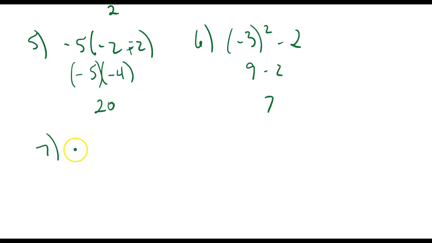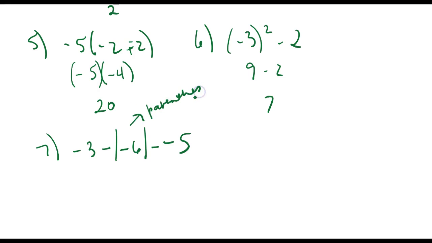Number 7, okay, negative 3 minus the absolute value of (negative 6) minus negative 5. Wow, I've never seen so many negatives. Okay, so now what do? Okay, I'm going to treat the absolute value bars just like parentheses, okay? So in terms of PEMDAS, you do need to do this first, okay?